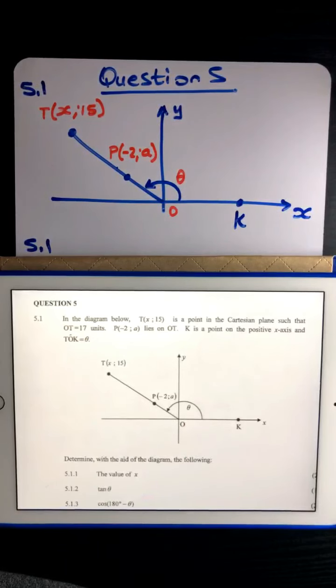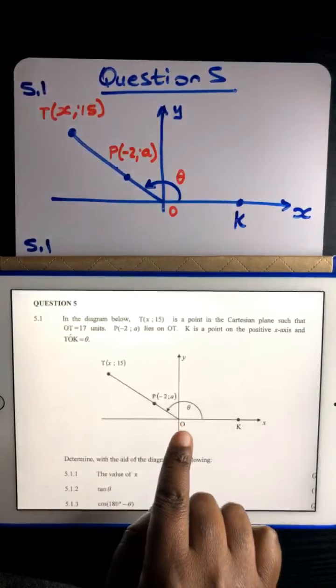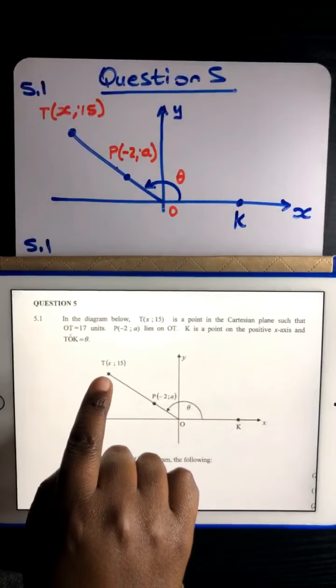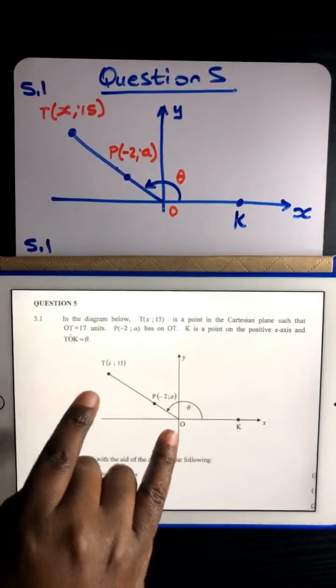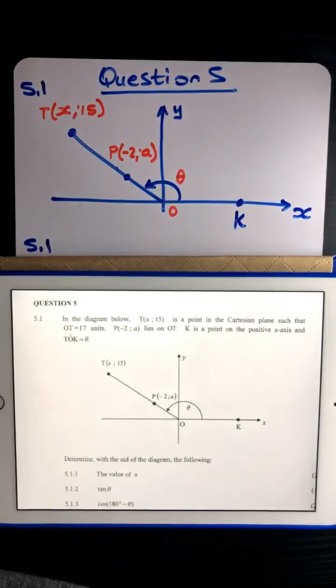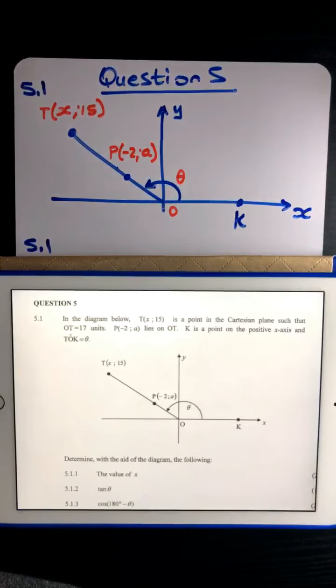P, having the coordinates X being -2, Y being A, lies on OT. Where is OT? There is OT. Remember, O, the origin being 0, and T being that point, forms a straight line. Point P lies on that straight line OT. Very much important, ladies and gentlemen. So K, where is K? Okay, there is K. It's a point on the positive x-axis. Yes, that we understand.